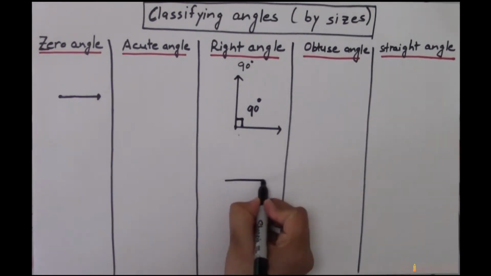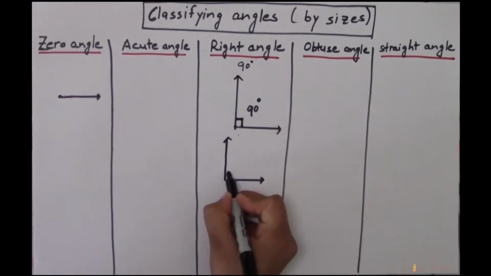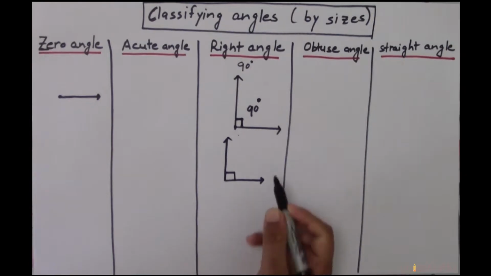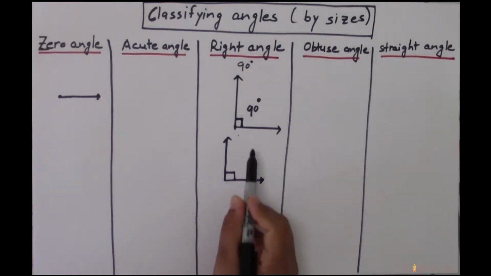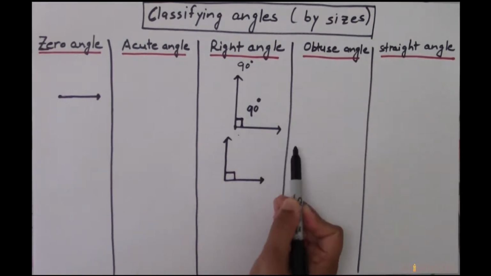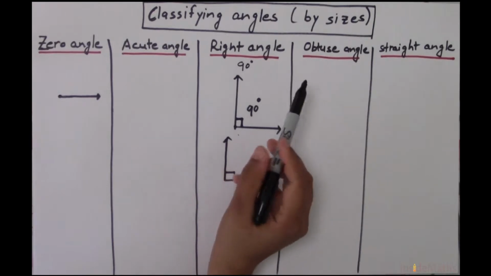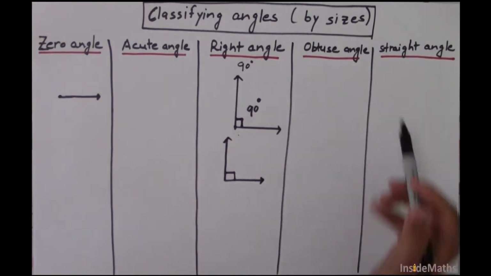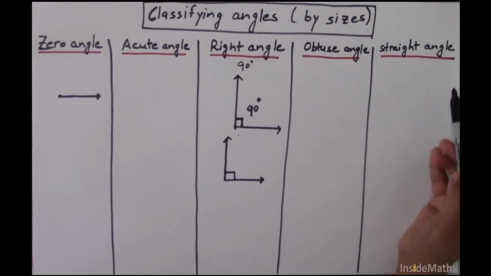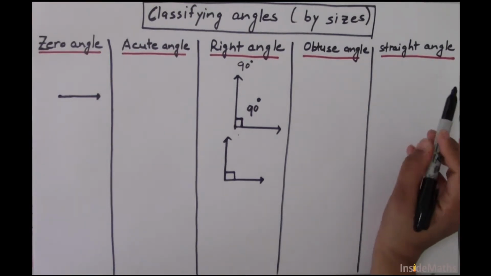Let's say I draw an angle of 90 degree and I just make this sign. This sign specifies that it is an angle of 90 degree. I don't need to write 90 degree. So an angle of 90 degree is called a right angle. Next is a straight angle. A straight angle is an angle whose measure is 180 degrees.